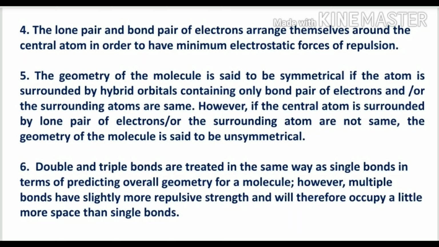The geometry of the molecule is said to be symmetrical if the central atom is surrounded by hybrid orbitals containing only bond pairs of electrons. That means if only bond pairs are present, the shape of the molecule is symmetrical. But if the central atom is surrounded by lone pairs of electrons, or the surrounding atoms are not the same, then the geometry of the molecule is said to be unsymmetrical. Now the shapes will be different. That type of thing we have to discuss in this VSEPR theory.